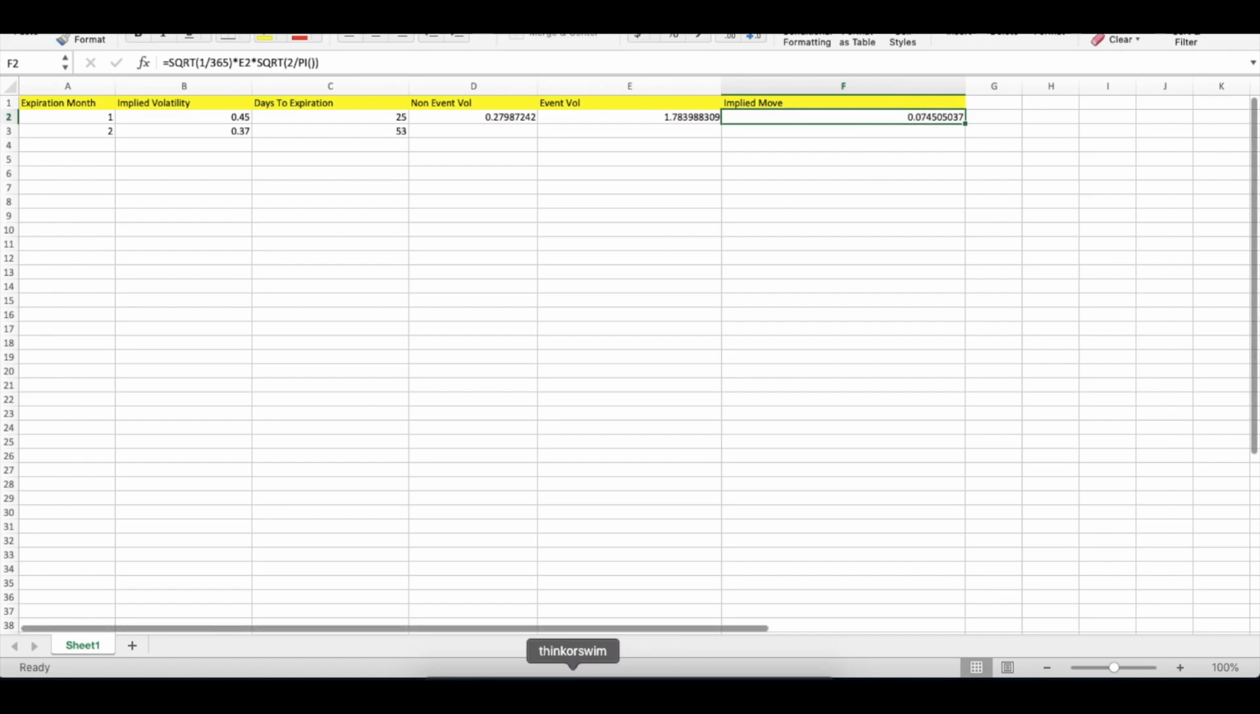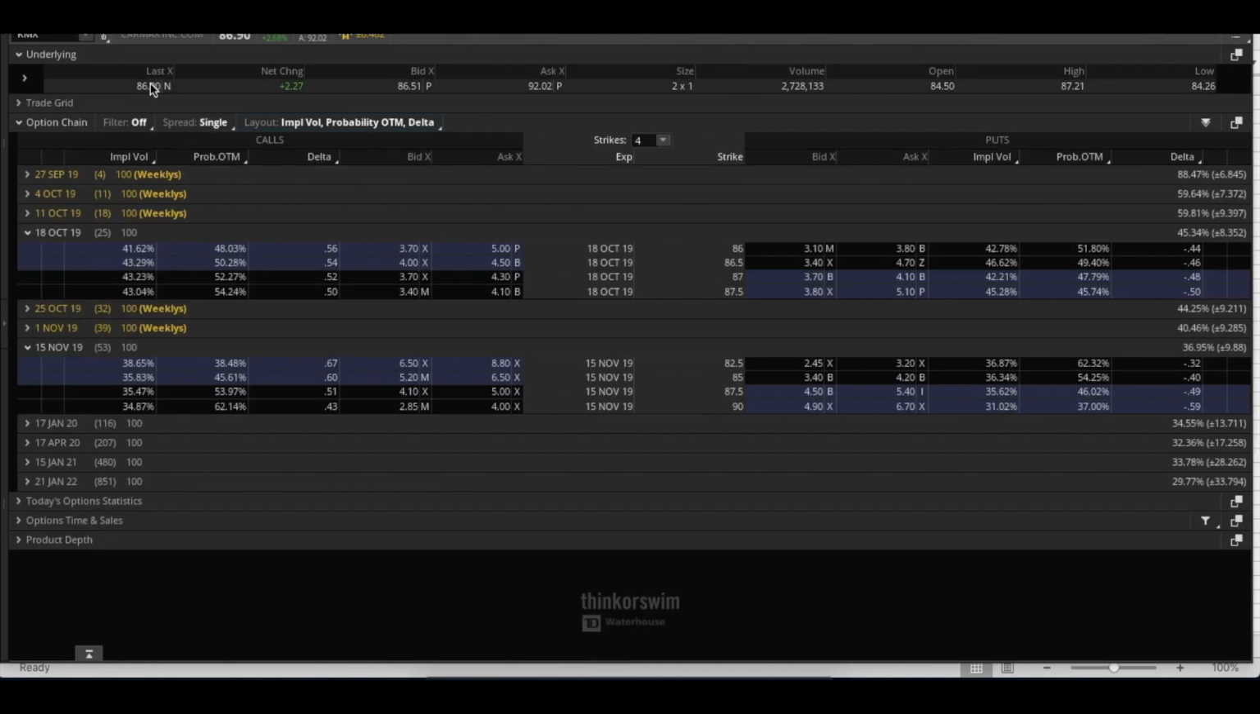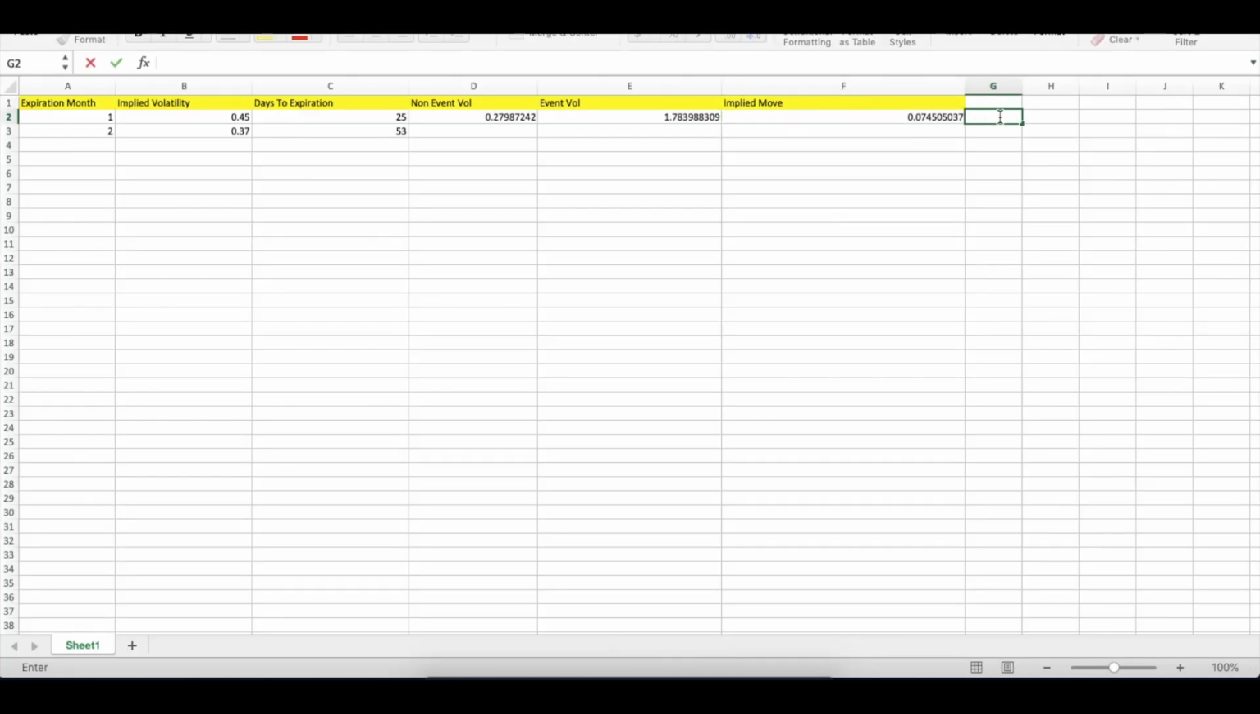And if we look at CarMax's price, which is 86.90, then the implied dollar move is simply going to be 0.0745 times 86.90, which is the price of the stock. And there you have it. $6.47 is what the implied move is of CarMax tomorrow.